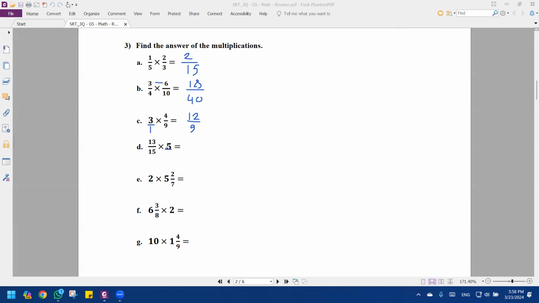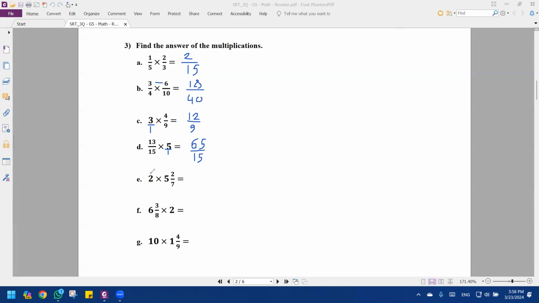Next one, we do the same thing, over 1. 5 times 13, here you do 5 times 10 is 50. 5 times 3, 15. So 50 and 15 is 65. Over 1 times 15, 15.